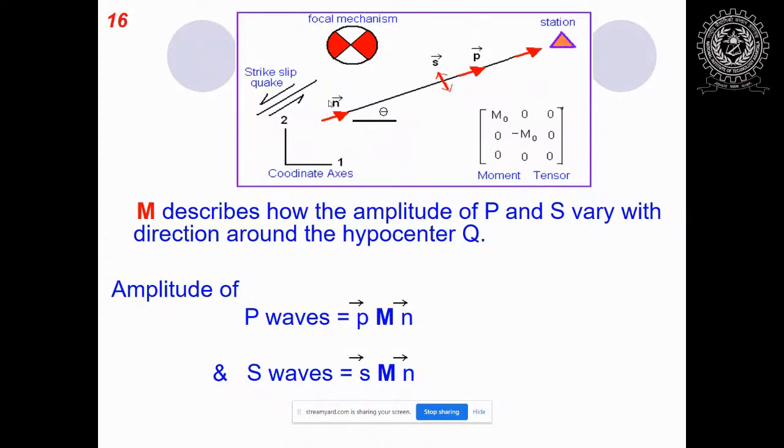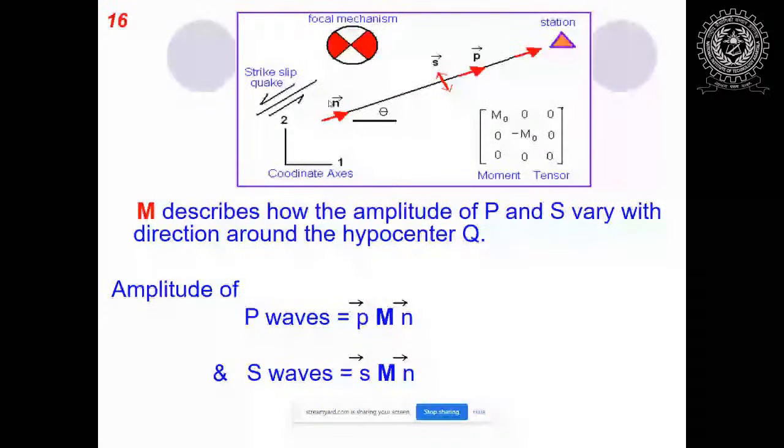So this slide shows the physical representation of the seismic moment tensor. When an earthquake occurs, what happens? The most fundamental observation is that material in the source region moves suddenly enough to radiate acoustic waves in all directions. Thus, the moment tensor is a very convenient tool for describing how the amplitude of these seismic waves varies as they leave the source region.